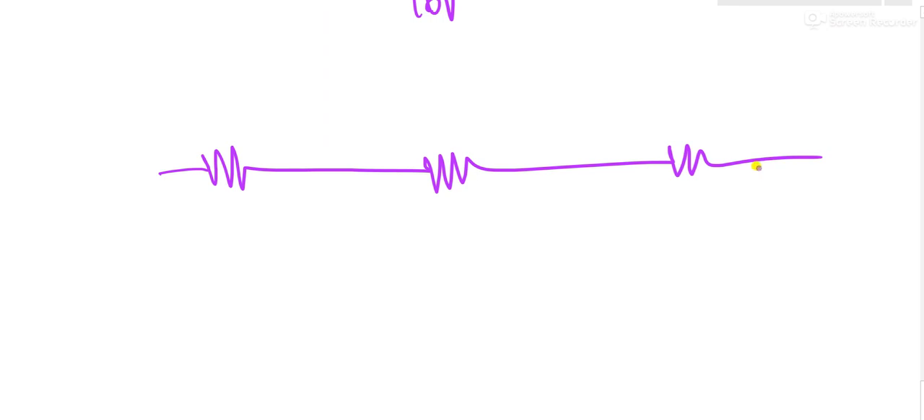Again I will repeat, we have like this, like this, like this, and we have like this also. It is going to be 2 ohms, which is going to be 1 ohm. This is going to be 4 ohms. This is going to be 1 ohm. I want voltage here.